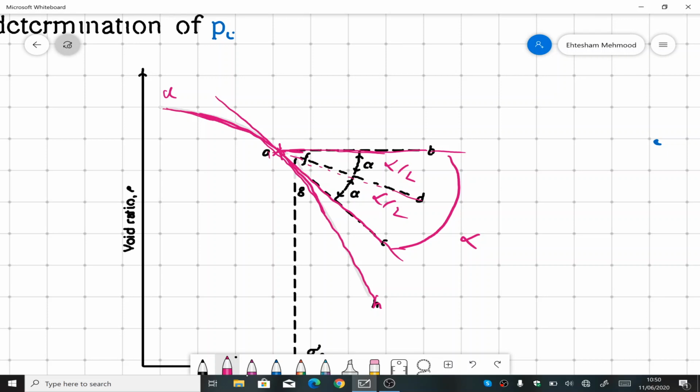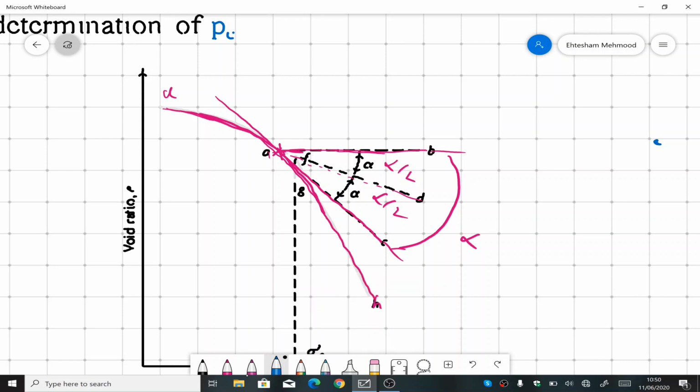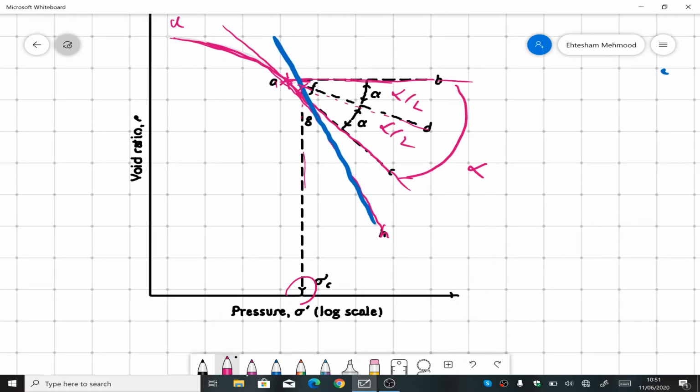So what we're going to do now is make a line that is tangent to the last portion of the curve, or that is parallel to the last portion of the curve. So I will draw a line, and it passes here. Where this line intersects the angle bisector, that was AD, is this point here. So we move downward. The stress here is called sigma C or PC, the pre-consolidation pressure.